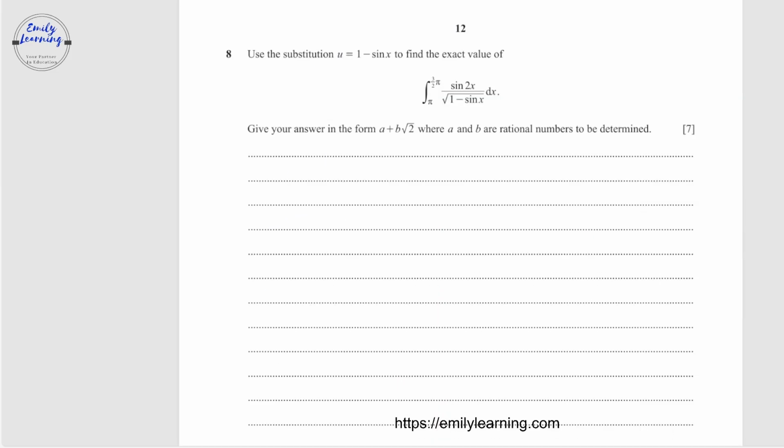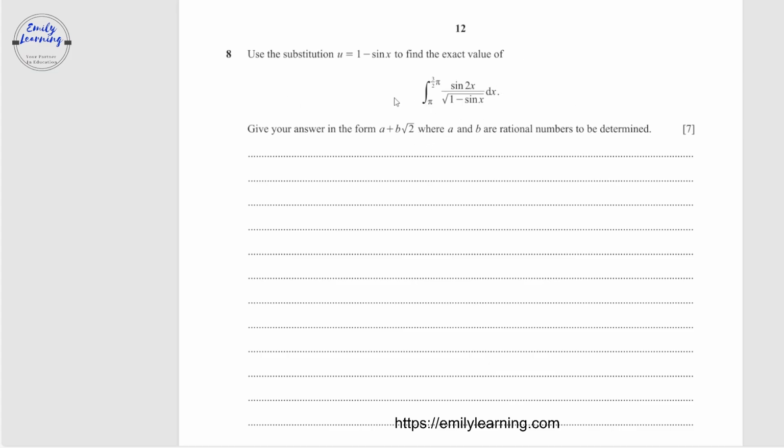Let's take a look at question 8. In question 8, you're asked to use the substitution u equals 1 minus sine x to find the exact value of this. Give your answer in the form of a plus b root 2, where a and b are rational numbers to be determined. So in other words, they want exact form.